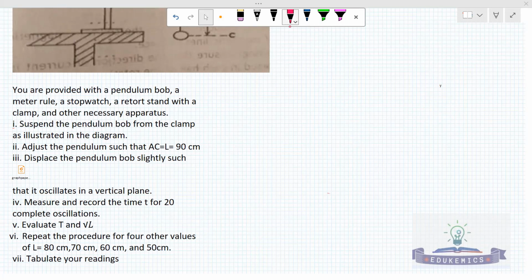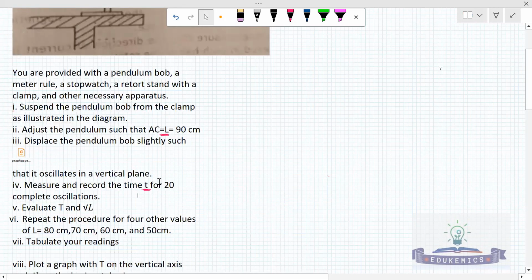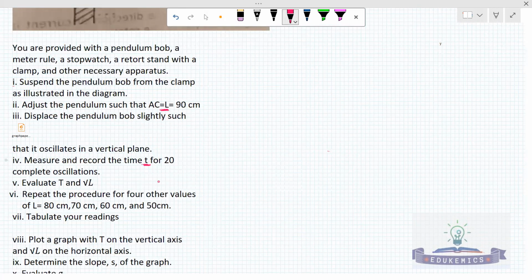Okay, let's come back. Suspend the pendulum bulb, so we can say adjust the pendulum such that the length, so length will be very important for your table of values. And then displace, it oscillates in a vertical plane, and measure and record the time T. T is very important for your small t, which is the total time taken, and then evaluate T. For us to evaluate, that means this should also be part of our table. I think that's all that we need to include in our table.